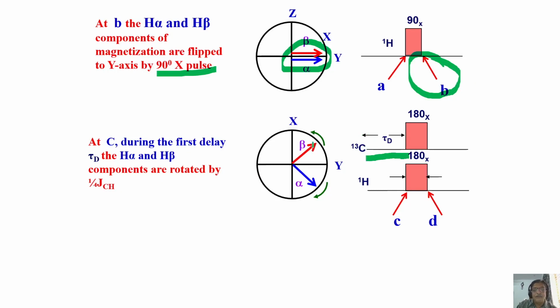These alpha and beta components of proton start dephasing. One moves like this, the other moves like this, depending upon their Larmor frequencies. Because in the doublet, one is at higher frequency and the other at lower frequency from the center of the chemical shift position. We know that. As a consequence, they start rotating. Let us say after a time delay tau d, they have rotated by 1/4 times J CH.